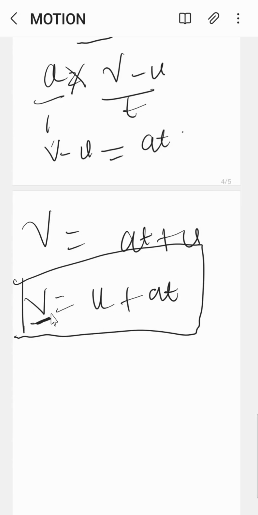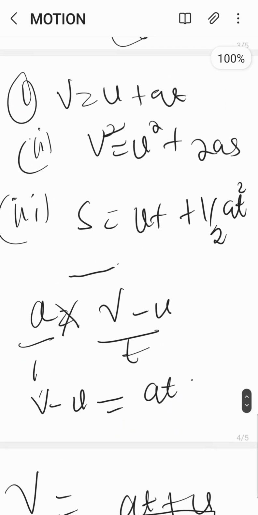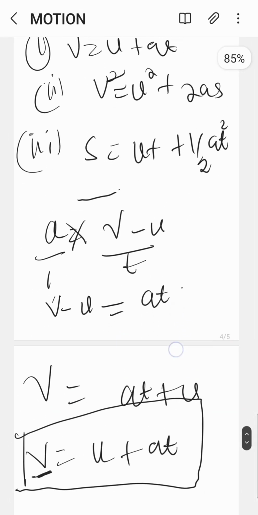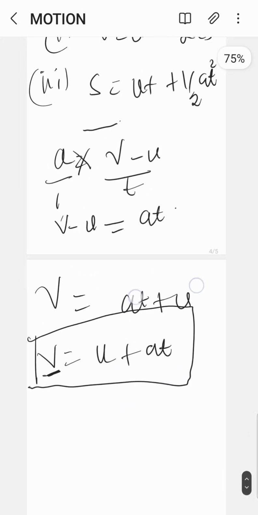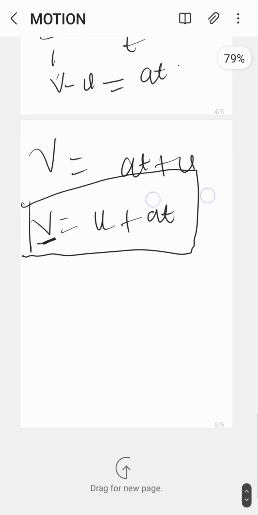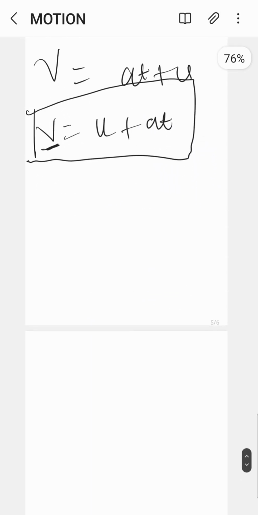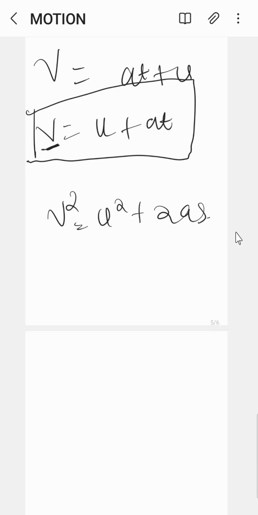All right, so let's look at the second equation: v squared is equal to u squared plus 2as. What are we trying to find? We're trying to find v squared. What do we have in this equation? We have velocity, we have acceleration, and we have distance. We can use the earlier equation to help us derive that.